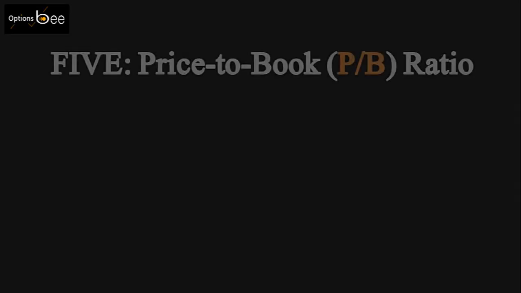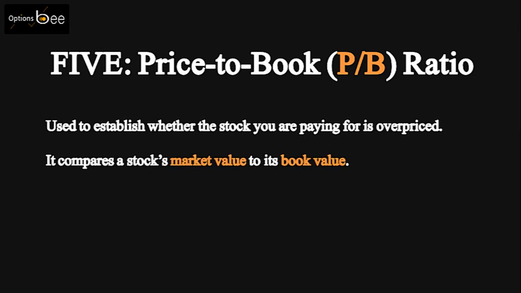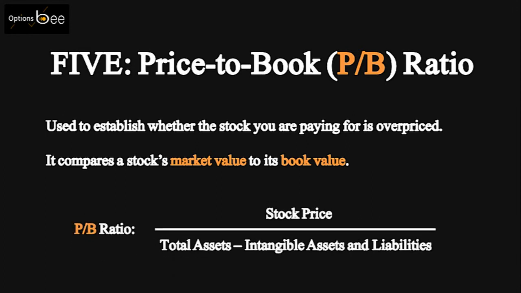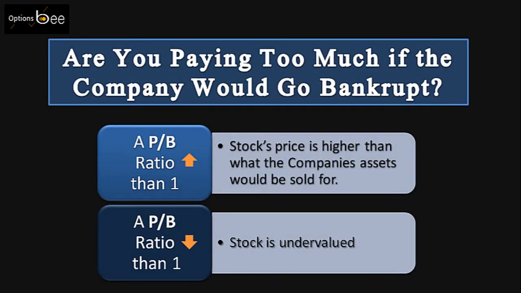Here's another ratio calculation for you to note down. The price-to-book ratio will help you to establish whether the price of a stock is overpriced. A price-to-book ratio that's higher than 1 suggests that a company's stock price is higher than what the company's assets would be sold for. In other words, you can argue that a company with a price-to-book ratio of greater than 1 is overvalued. However, a price-to-book ratio of less than 1 implies the stock of a company is undervalued.